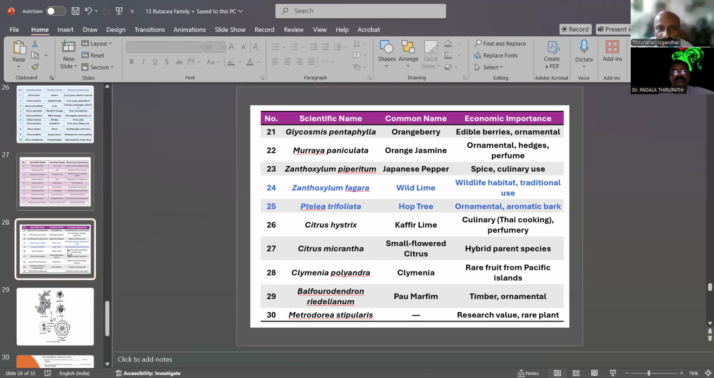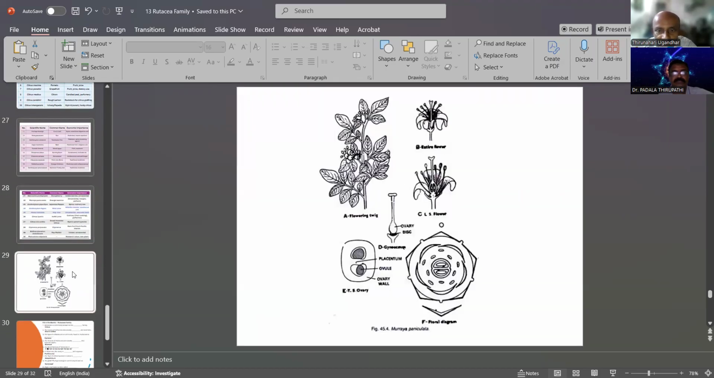Then 21 to 30: Glycosmis pentaphylla, orange berry, edible berries, ornamental; Murraya paniculata, orange jasmine, ornamental hedge; then Zanthoxylum piperitum, Japanese pepper; then Zanthoxylum fagara, lime prickly ash; then Ptelea trifoliata, hop tree; Citrus mitis; also Clymenia, Pummelo. These are all among the most important family plants of the 30 we have explained in this point. Then there are also floral diagrams.